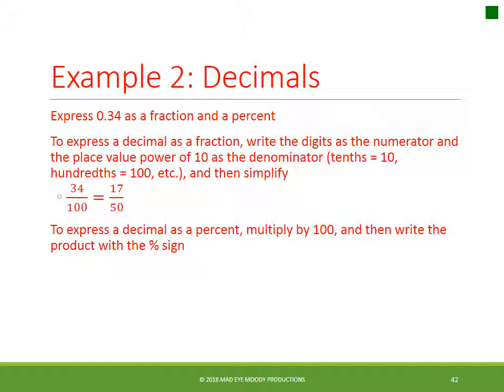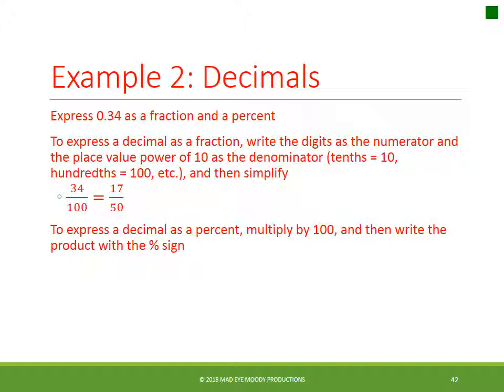To express a decimal as a percent, you're going to multiply the number, the decimal, by 100. Then you're going to write the product with the percent sign. And this comes back to when we were dividing and multiplying by decimals and understanding that when we multiply by a power of 10, so 10, 100, 1000, etc., the product ends up having the same digits, but the decimal is just in a different location because we're multiplying by a place value.